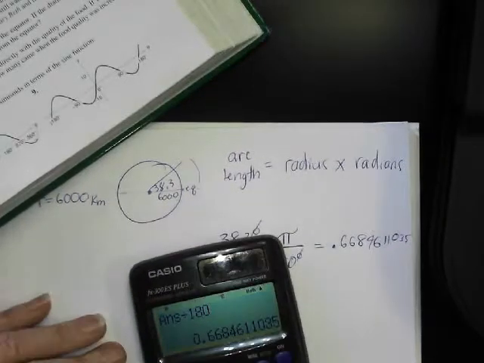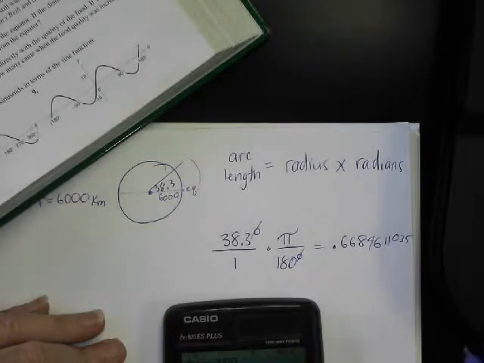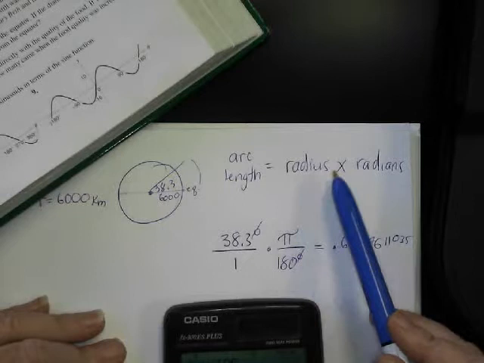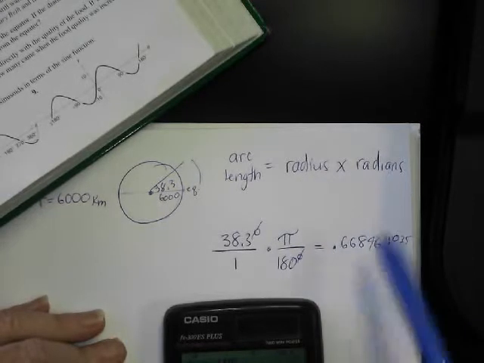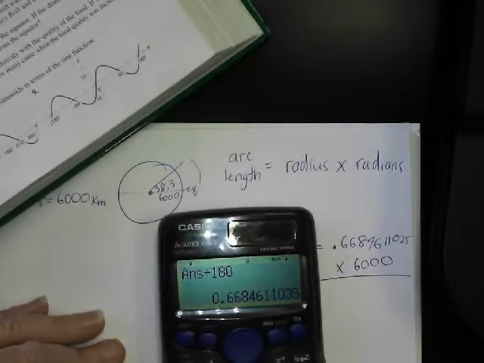And then, what was I supposed to multiply? That's how many radians. So what was I supposed to do with that? Times radius. Yeah, because radius times radians. So then I'm just going to multiply it by 6,000. And that's going to equal, I don't know.